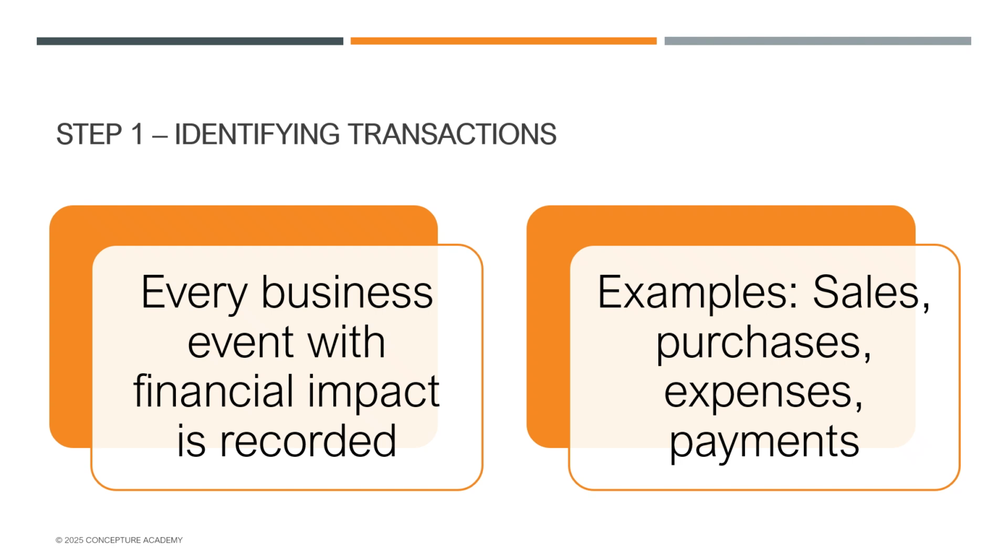The first step in the accounting cycle is to identify transactions. Any activity that affects the financial position of the business, like selling goods or purchase of anything or paying salaries, is a transaction.